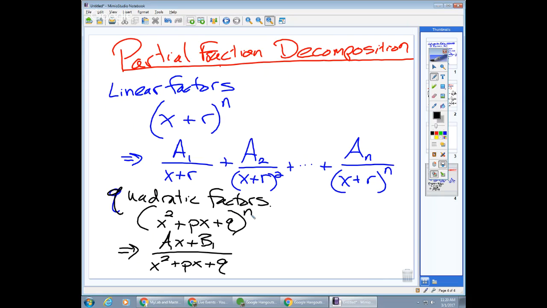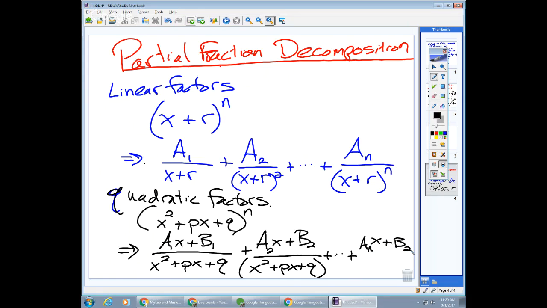If that was raised to some power n, then there's going to be something similar to the blue thing up there. It's just going to keep moving along. So we're going to have a plus a2x plus b2 over the quadratic squared, all the way down to an nth one, whatever n happens to be, an x plus bn over x squared plus px plus q to the n. This all looks pretty crazy in practice.